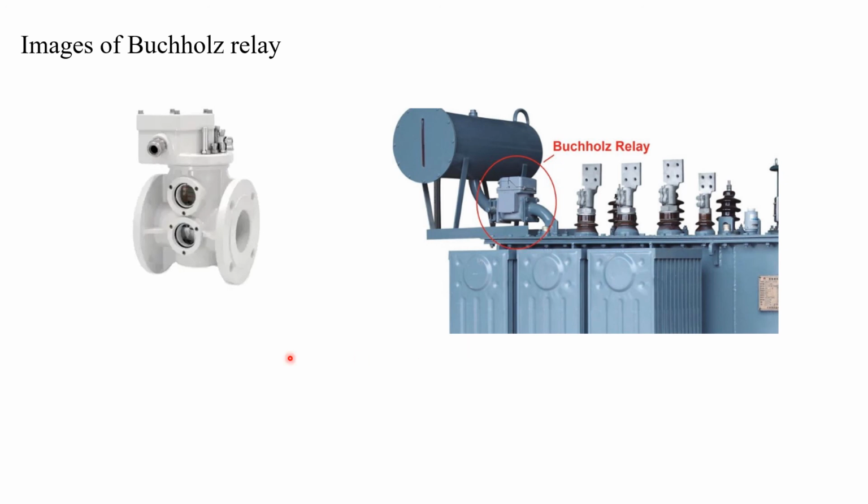Here you can see the images of the Buchholz relay. You can see a separate Buchholz relay here. Okay. Here you can see the position of this Buchholz relay in a transformer. This will be the conservator, and this will be the main tank. And Buchholz relays are placed in between this conservator and the main tank. It is placed outside this main tank, but there will be a connection with the main tank. Okay.